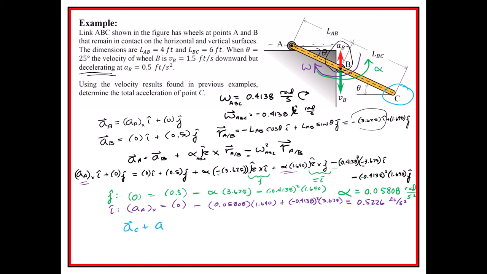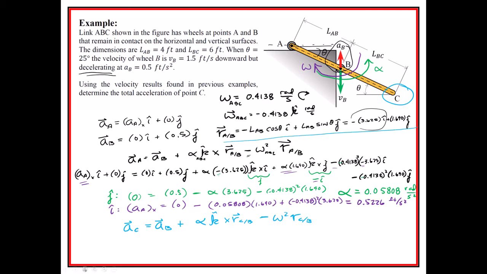So we'll once again use a b as the reference, excuse me. So we will write this thing out a long ways, and that's going to be plus alpha k, right, crossed with r c with respect to a, with respect to b, we're using b because we know b. It's a nice thing to use. And then minus omega squared r c with respect to b.